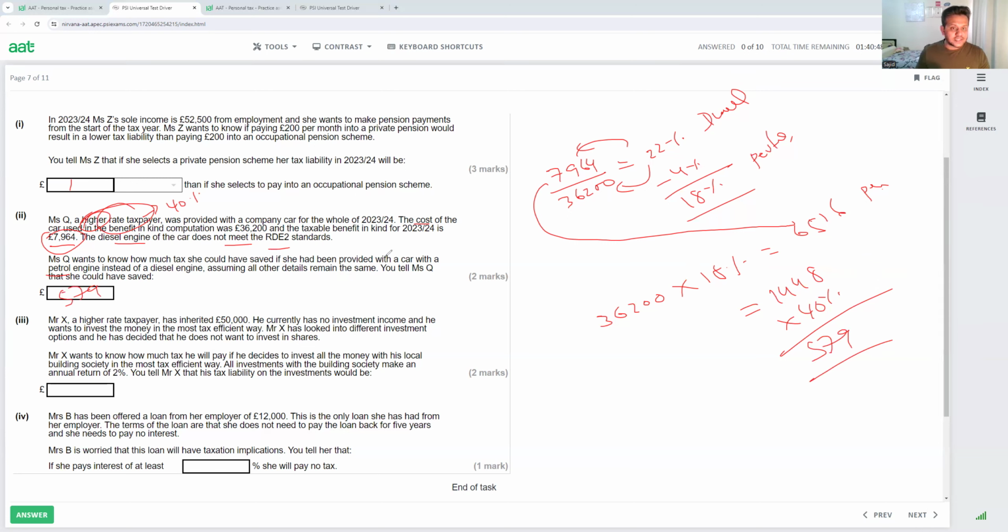Remember that if the question says whole pound only, you only take the whole pound, do not take the pence. All right, so the next one, let's clear this one first.